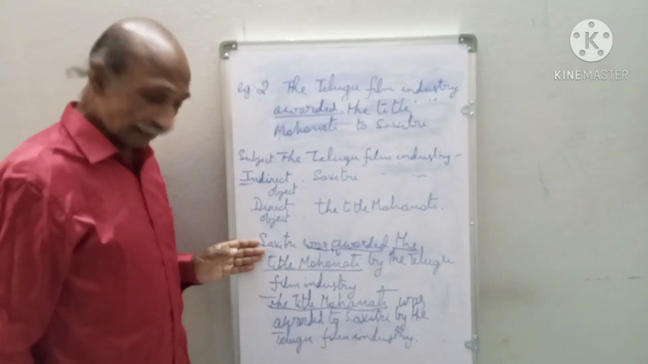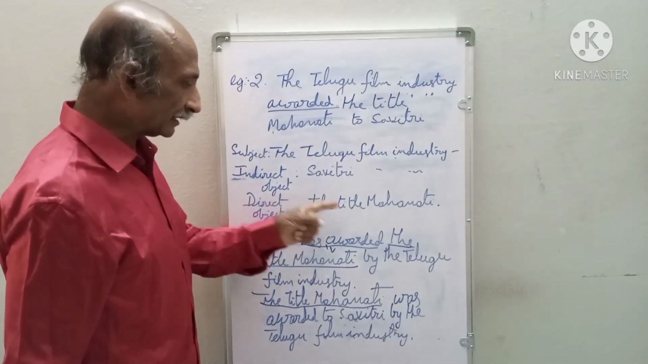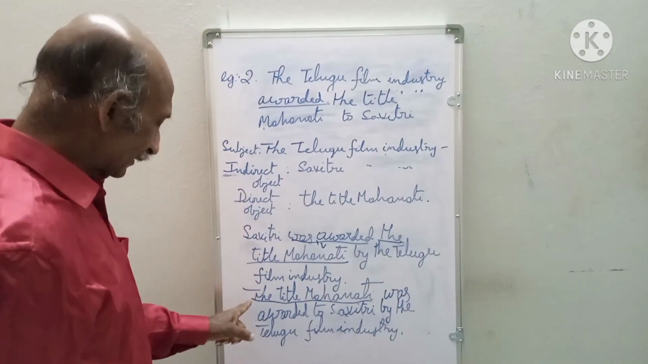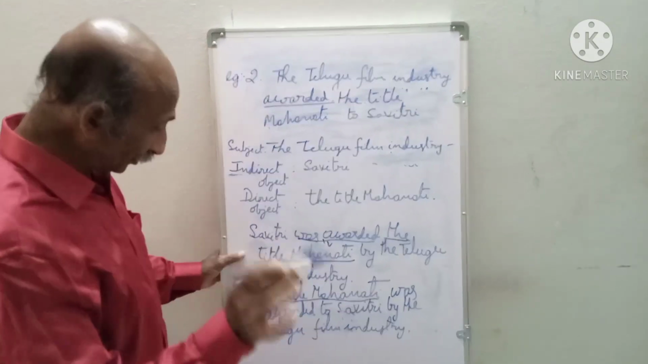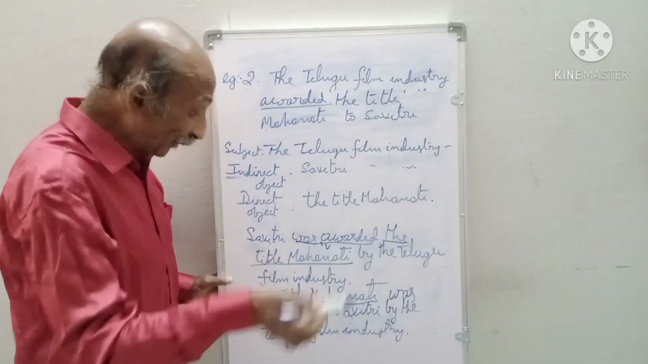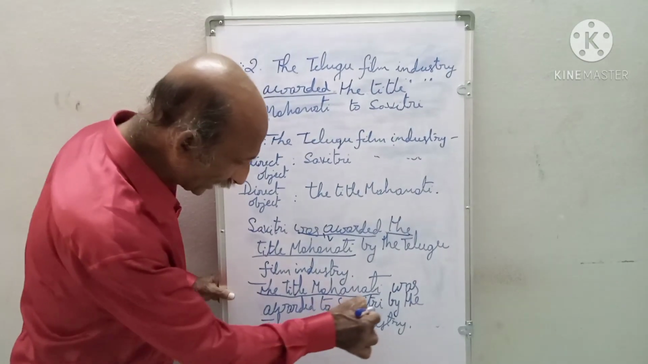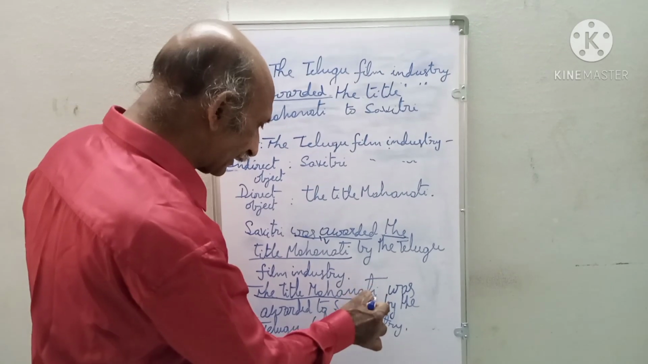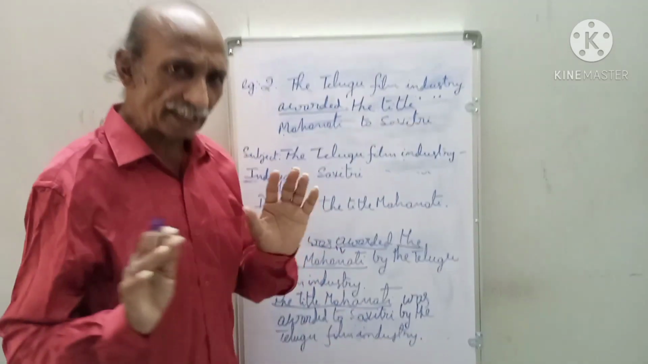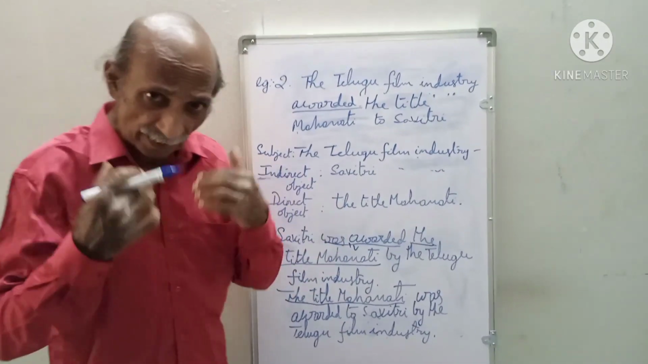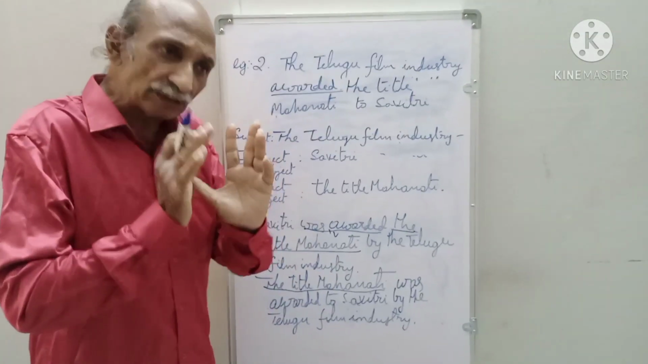The same sentence can be rewritten by using the direct object. What's the direct object here? The title Mahanati. Now see the sentence here. The title Mahanati was awarded. I told you, when there are two objects, and if we begin the sentence with the direct object, we should use the preposition to before the indirect object. The title Mahanati was awarded to Savitri by the Telugu film industry. But my dear students, remember one thing. If you ask my advice, it's always better to begin the sentence with the indirect object as the subject.